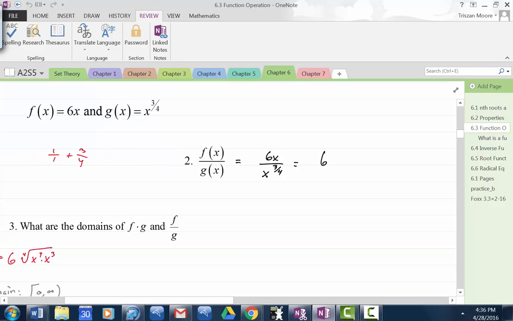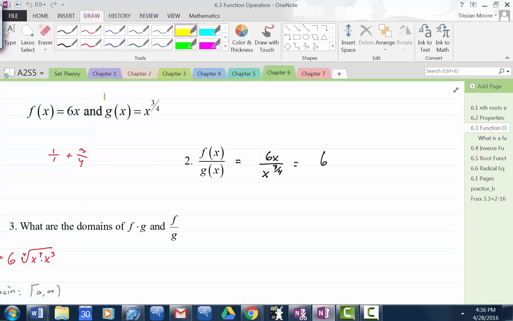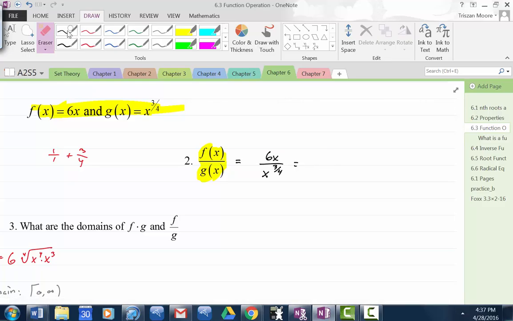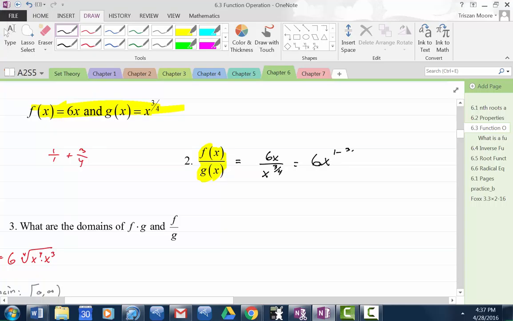First off, I will begin by finishing this problem right here. Given that these are our functions, f of x equals 6x, g of x equals x to the 3/4. So that means that f of x over g of x is going to equal 6x over x to the 3/4. Now, we could actually reduce that. The reason why is because when you're dividing, you're subtracting the exponent. So this actually turns into 6x to the 1 minus 3/4, right? Which is the same thing as 6x to the 1/4.